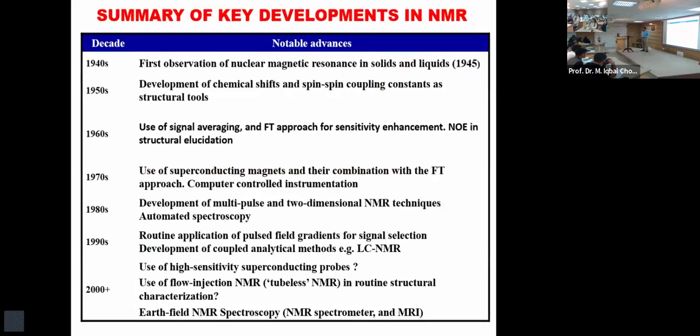But you see, I want to tell you, NMR spectroscopy has gone through major development. So right from the first observation of nuclear magnetic resonance in solid and liquid, solid was at Harvard, Purcell, and liquid was at Stanford, both in the US, in 1945. And both of them got the Nobel Prize because they published independently in the same journal, in the same issue, and both groups actually got the Nobel Prize.